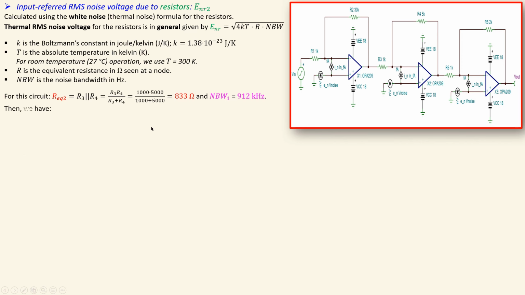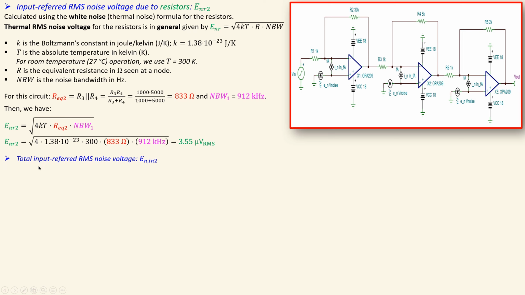If I now just do the math again, that's actually also the only difference compared to the first stage, because the resistors are now changing and the rest of the values are exactly the same. You will get here 3.55 microvolts RMS. So it is a little bit smaller because the equivalent resistance here was a little bit different.